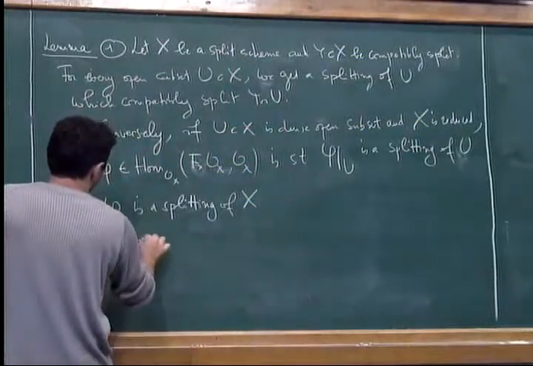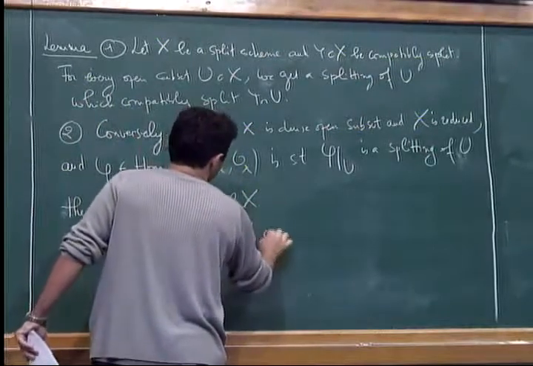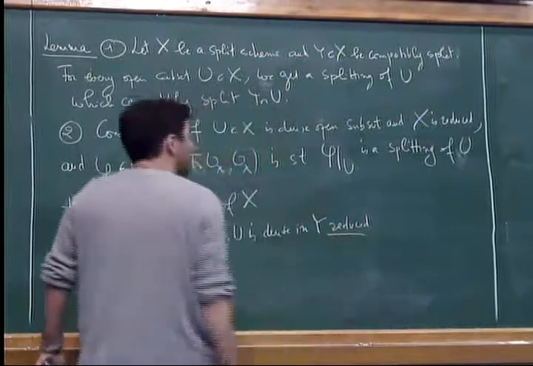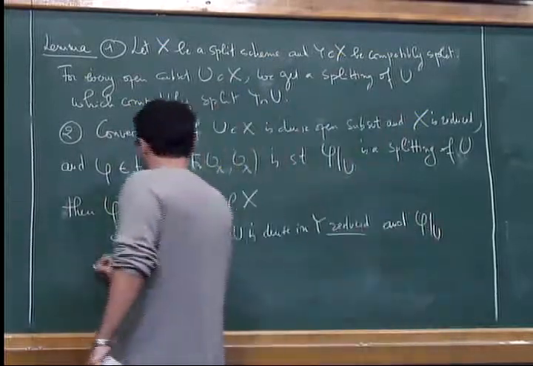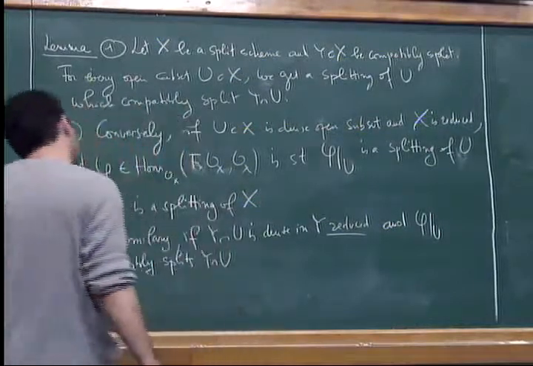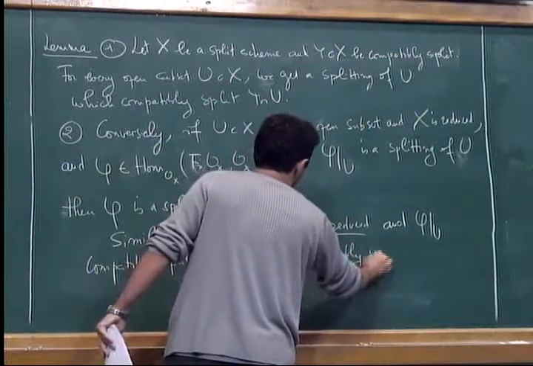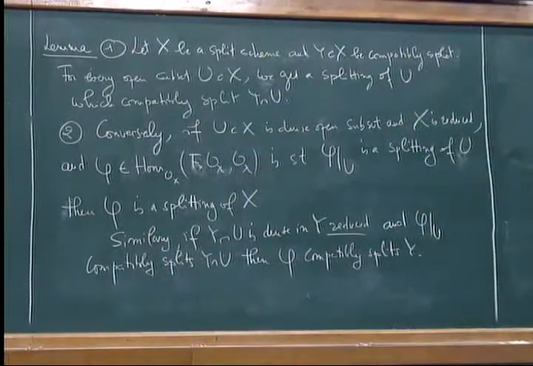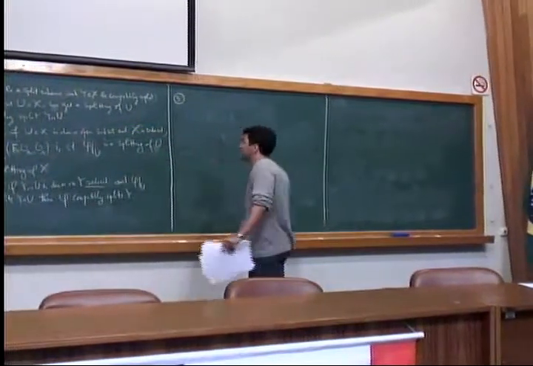And similarly, if Y intersected with U is dense in Y, and if Y is assumed to be again reduced, and phi restricted to U compatibly splits Y intersected with U, then phi compatibly splits Y. So in some sense, we want to remove the fact that phi is defined at the level of X.